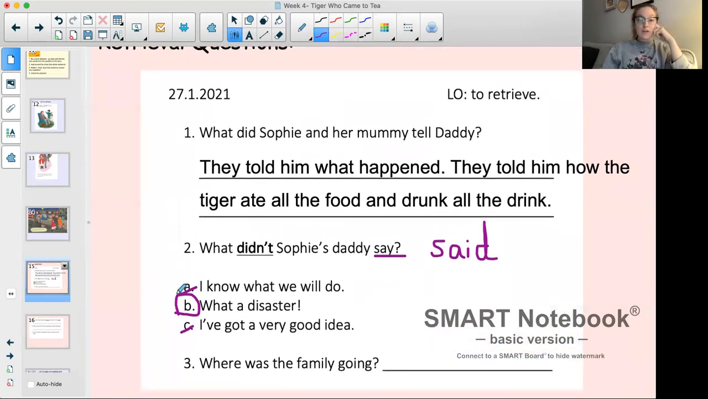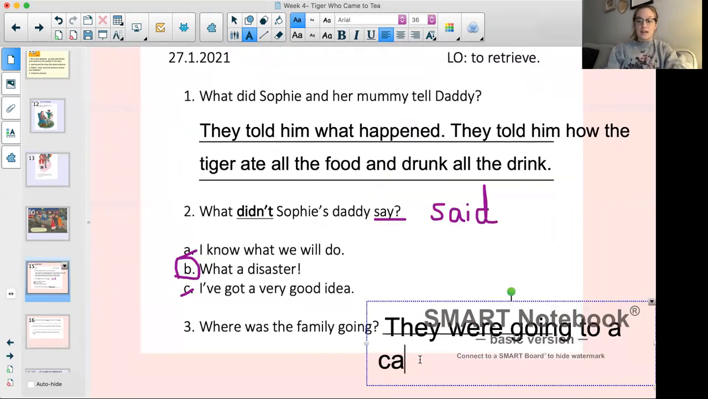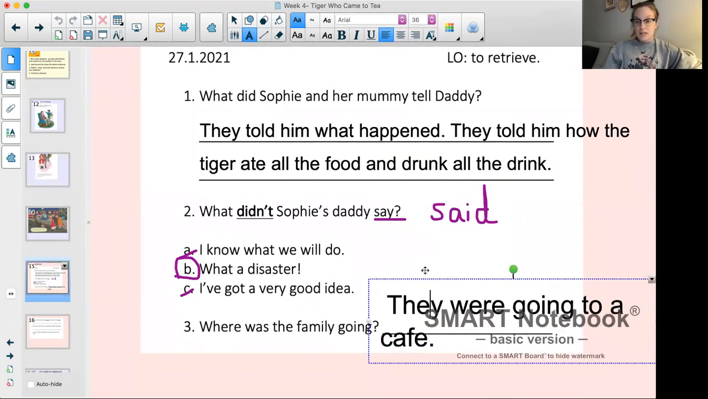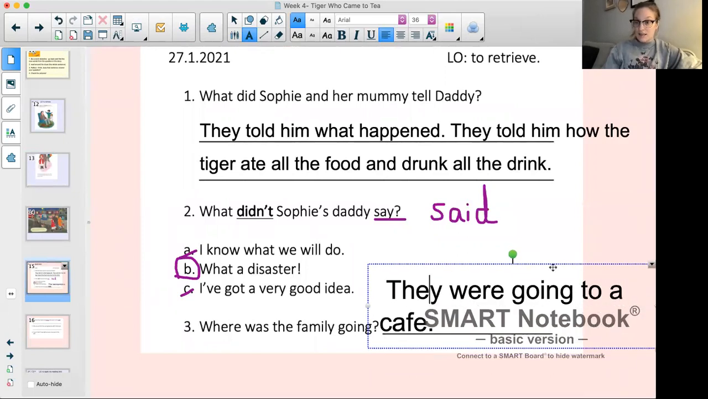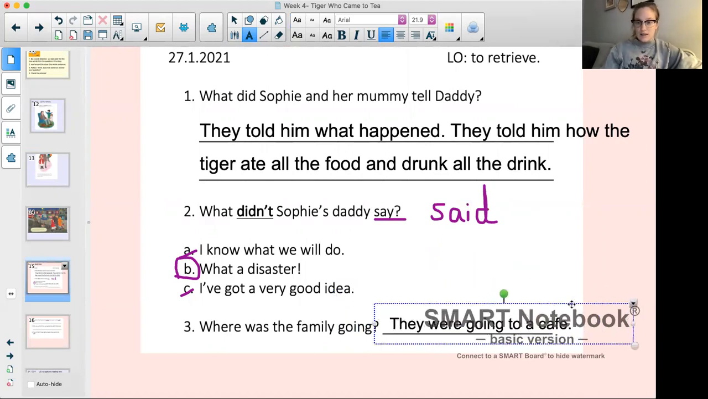And for question number 3, where was the family going? He said, get your coats and we'll go to a cafe. So they were going to a cafe. I'm recording most of my answers in full sentences because we've talked about that as a challenge for year 1. If we can record our answers in a full sentence, that's even better.